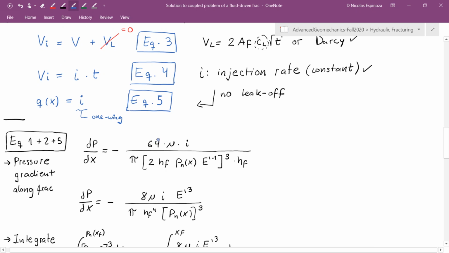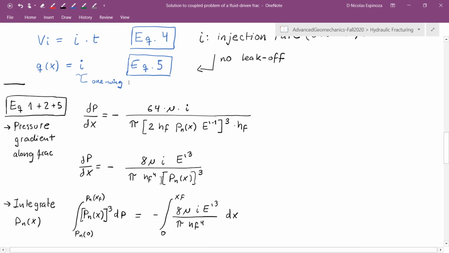Notice that this one is 64. We have a 64 over here, and we have 2 to the third, which is 8. So 64 divided by 8 is going to be 8. And what else? We have a pi. The pi survives. We have a plane strain modulus here, which is dividing, so it goes multiplying on the numerator. The net pressure goes to the cube. And the fracture height, we have here a power of 3 plus 1. That's going to be a power of 4. So it's the same equation.